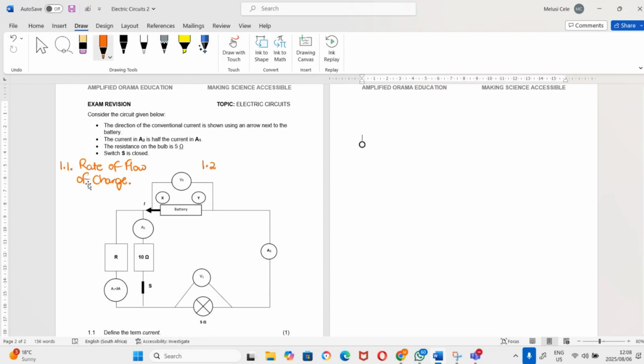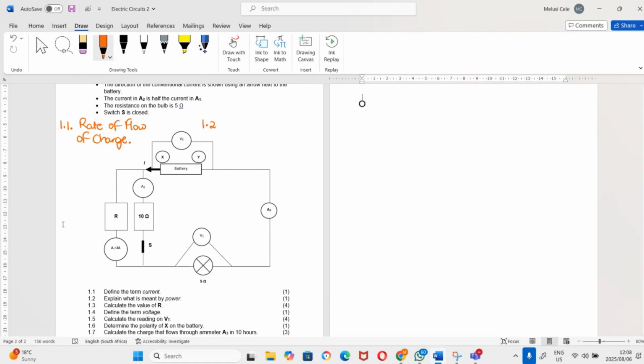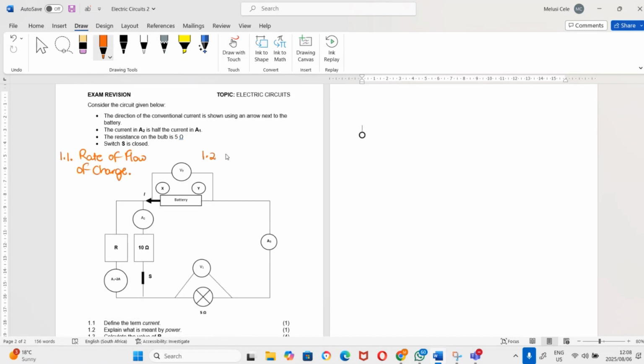1.2. Explain what is meant by power. So power is the rate at which work is done or energy is transferred.